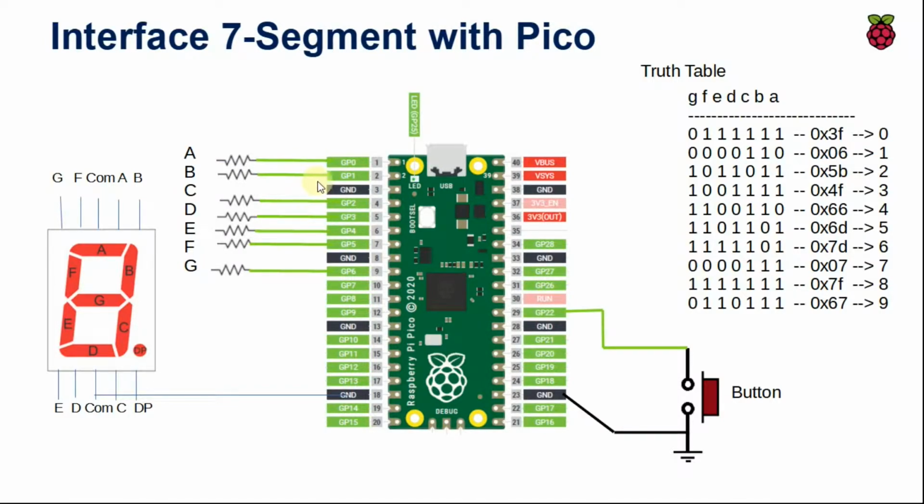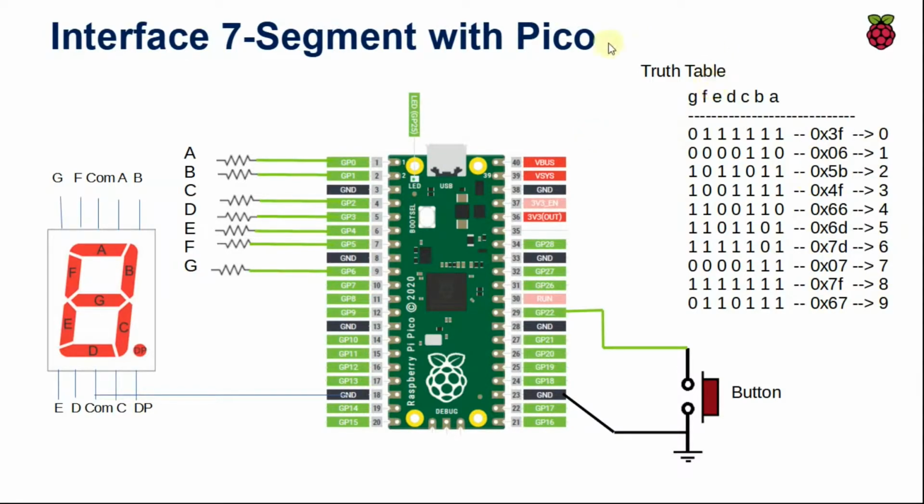Now based on that, we need to prepare a truth table. I considered A as the LSB and G as the MSB. I am not taking the decimal point into consideration. Suppose you want to display a 0, we need to turn on all segments except G. So G is a 0 and all other segments are 1. Now if you do this for all the numbers, the truth table will look like this, and we need to take these 8-bit hexadecimal values and make them an array in our code.